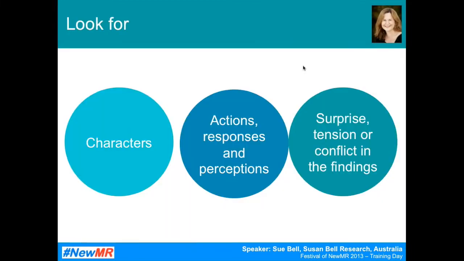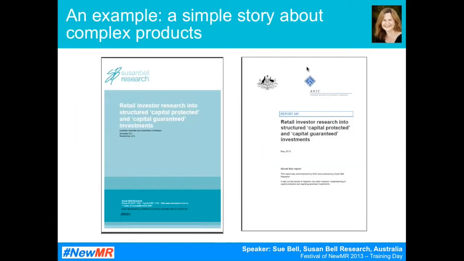And first of all, I'll concentrate on one aspect of it, which is finding characters, like the tortoise and the hare. Finding actions, responses, and perceptions of those characters, and then identifying what's surprising, or what's the tension, or where the conflict is in the findings, and then resolving that. So I'm going to show you what might be a slightly surprising example, because what I've got here is a simple story about complex products.